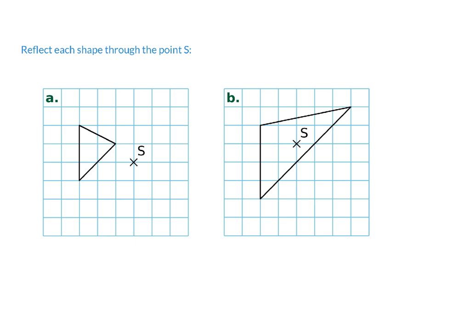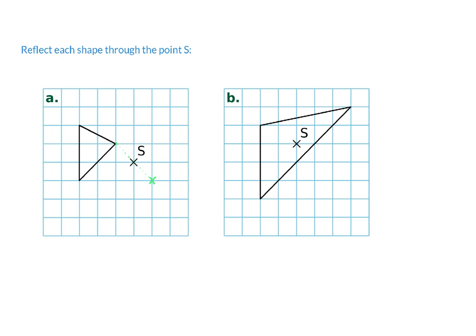Final one here, we have reflect each shape through point S. So if you're doing a reflection on a grid, I think these are fairly straightforward. What we do, and I'm going to use green for my constructions here. If I go for the corner on my triangle here on the left, it's one diagonal. So let's go one diagonal in the same direction and put a cross. Always a cross, not a point, because when we do our final drawing, we can still see where those points were. Let's go for the bottom corner here.